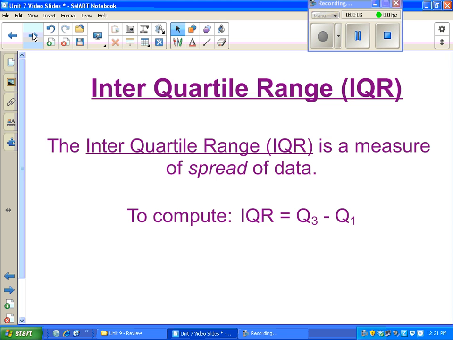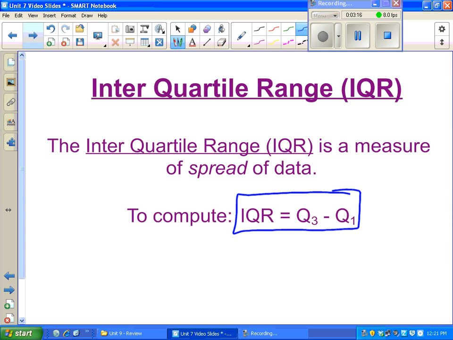We also talked about interquartile range. This is a formula we would often ask you to do. It's a measure of the way your data is spread out. And to compute it, you have to know this little formula, that your IQR is Q3 minus Q1. You guys all did this in your IB projects. So you would have to know your quartile 3, you'd have to know your quartile 1, and subtract them to get an answer.